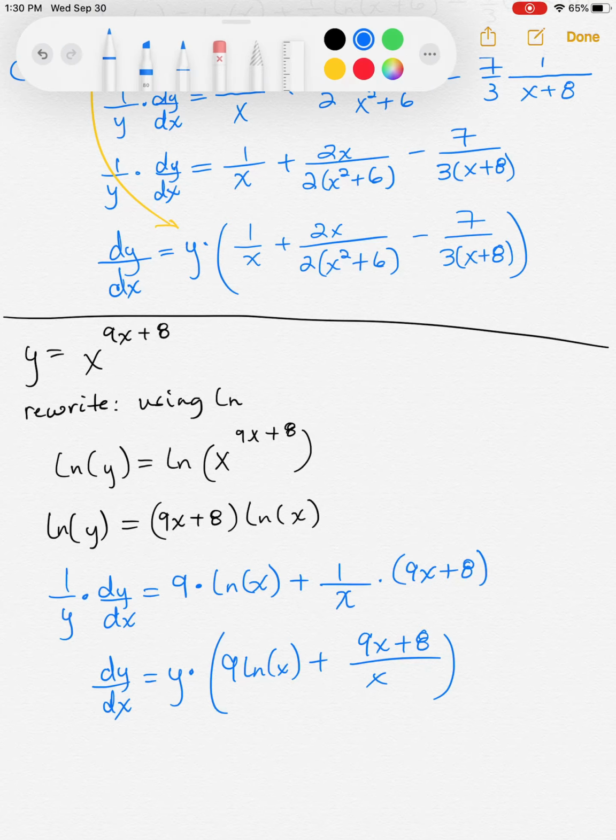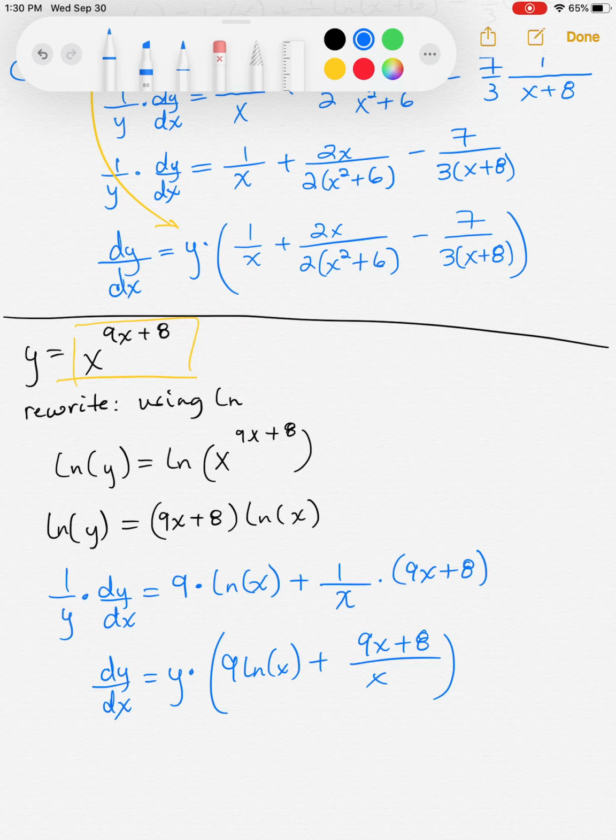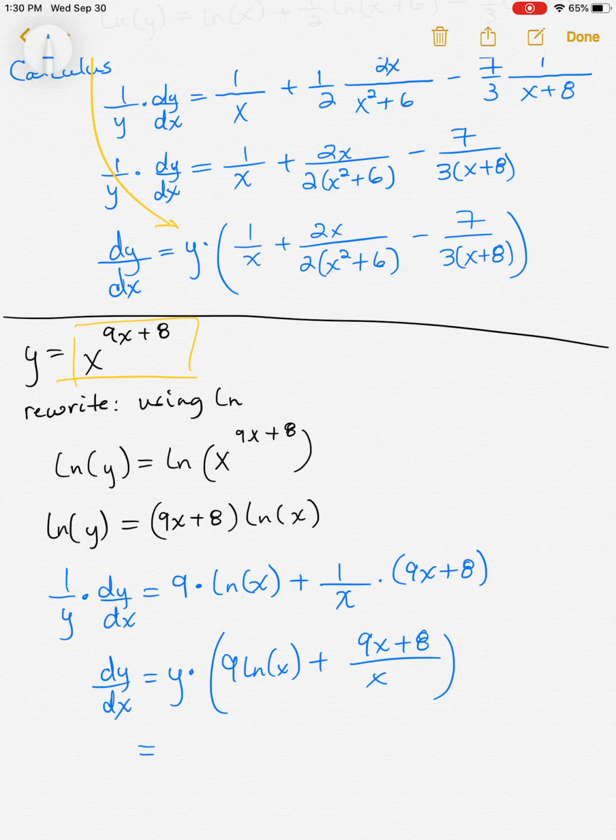What is y? Y is what you started with in the beginning, so when you plug that in, final answer, x to the 9x plus 8 times 9 natural log of x plus 9x plus 8 all over x.